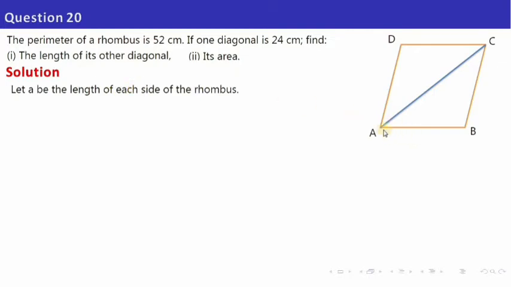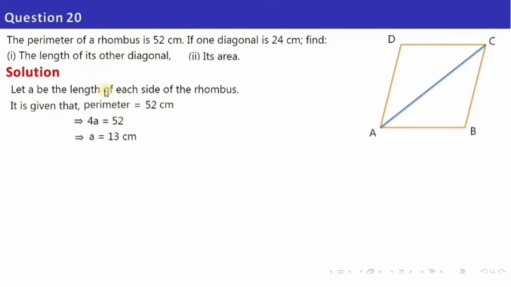Now I'm taking each length. All of you know that in a rhombus each side will be equal to each other, so I'm taking the measurement of each side to be A. The perimeter is given to be 52, and the perimeter is going to be A plus A plus A plus A, that is 4A, isn't it? So 4A is given to be 52. From here calculate A. So A turns out to be 13. That means each side of this rhombus measures 13 centimeter.